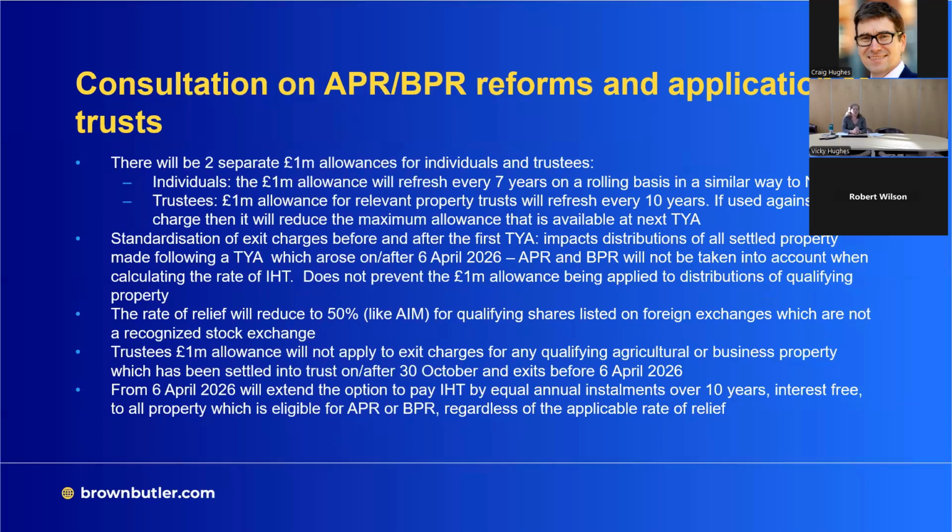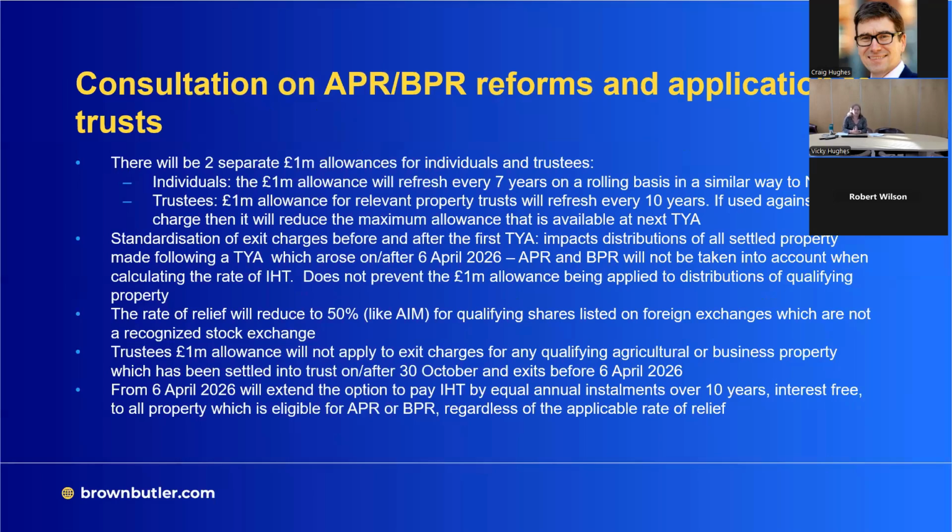There is also an explanation that the rate of relief will only be 50% for qualifying shares listed on foreign exchanges which are not a recognised stock exchange. So that is the fact that they would only ever get 50% relief and they wouldn't qualify for any of this £1 million allowance. So that's similar to the rules they're saying will apply for AIM shares.